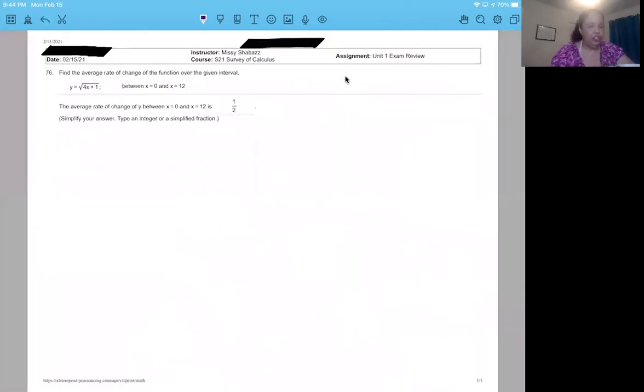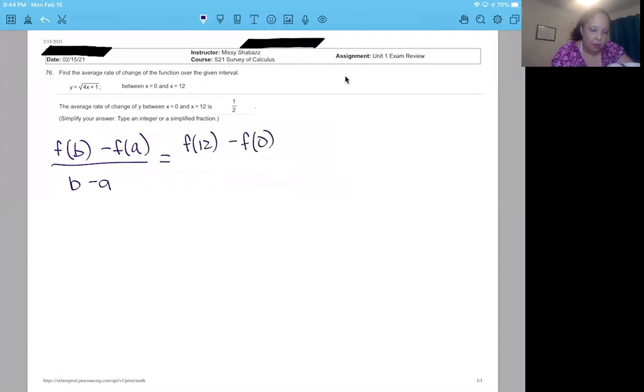All right, question number 76. Find the average rate of change of the function over the given interval. So my average rate of change formula is f of b minus f of a over b minus a. In our case, that is f of 12 minus f of 0 over 12 minus 0.